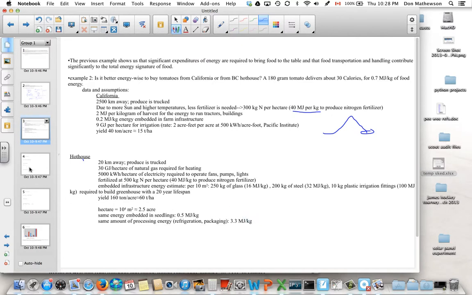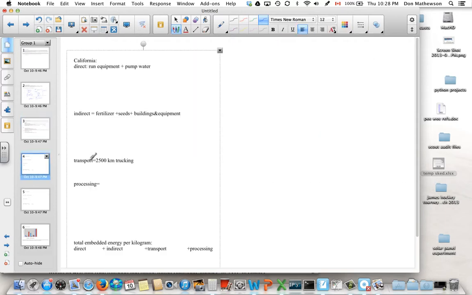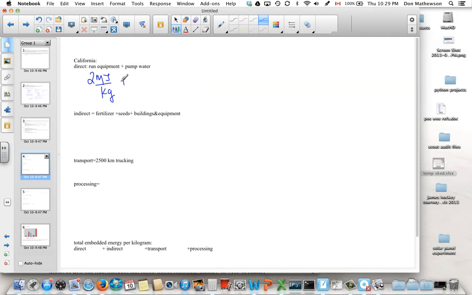So let us now work out the total energy signature of these tomatoes, one from California and one from the hothouse. All right, so starting with California, the direct energy, there's two things to consider. First of all, there's the energy to run the equipment, and that was 2 megajoules for every kilogram of tomatoes. Then we had the energy to pump the water.